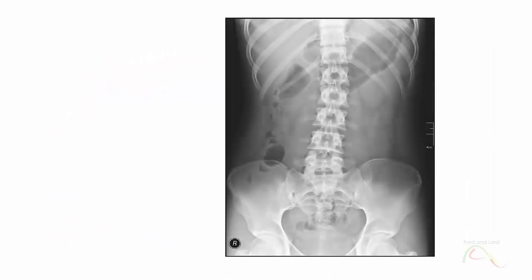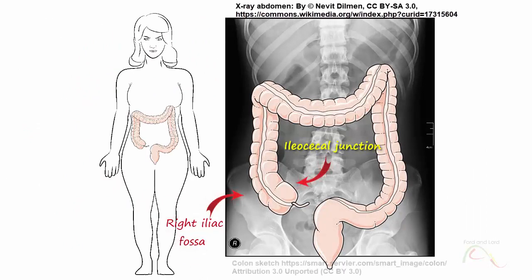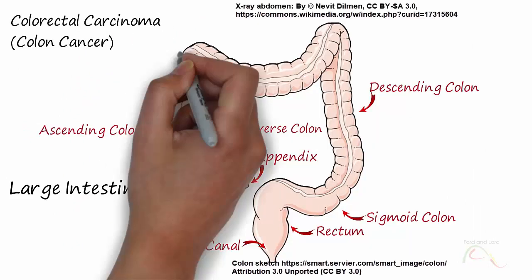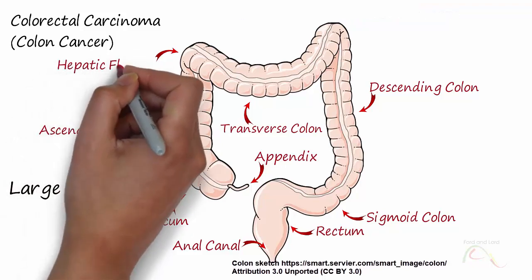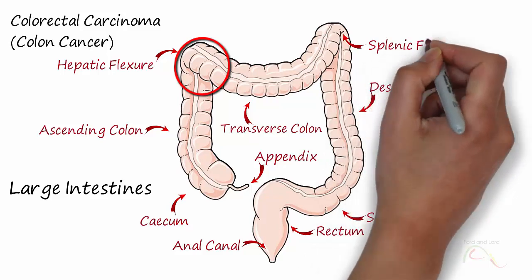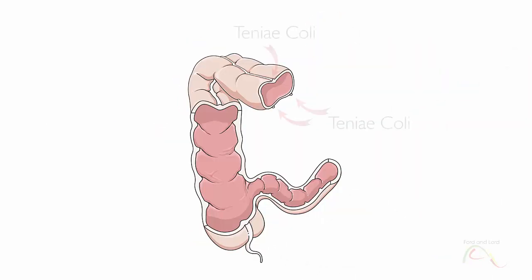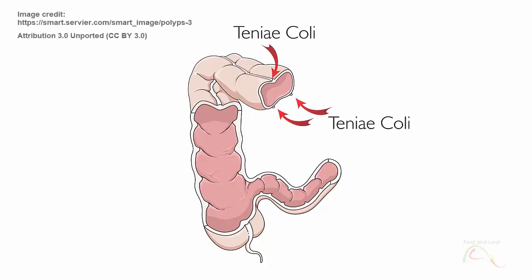The large intestine starts in the right iliac region of the pelvis, where it's attached to the small intestine at the ileocecal junction. Transverse colon makes sharp angles in both upper quadrants. The one on the right is known as the hepatic flexure, and the one on the left is known as the splenic flexure.